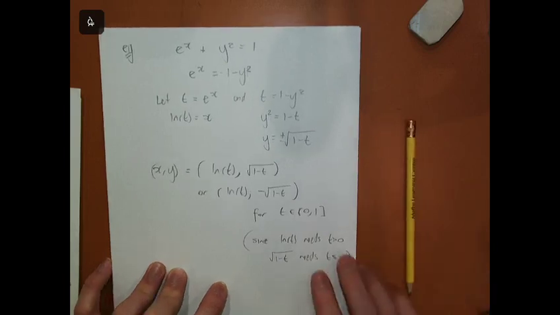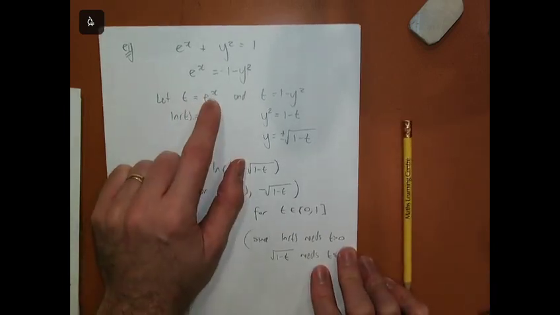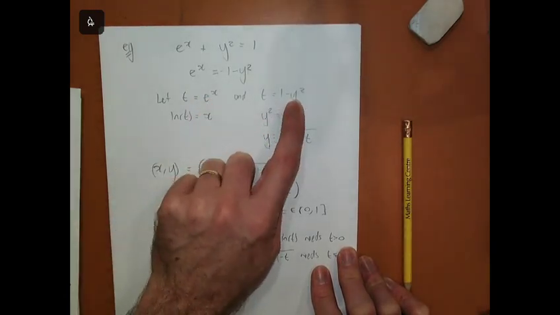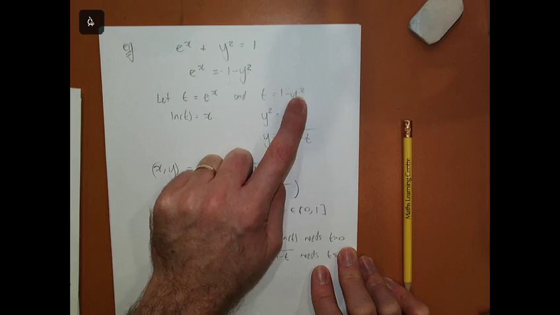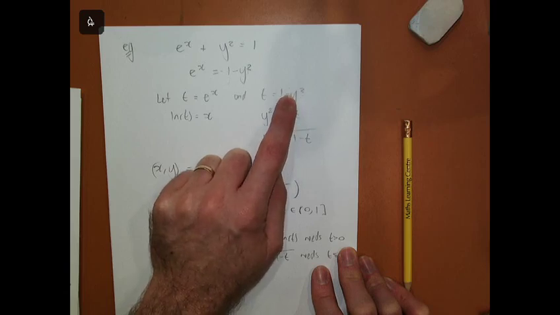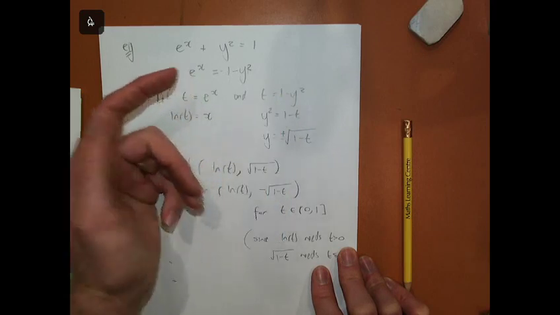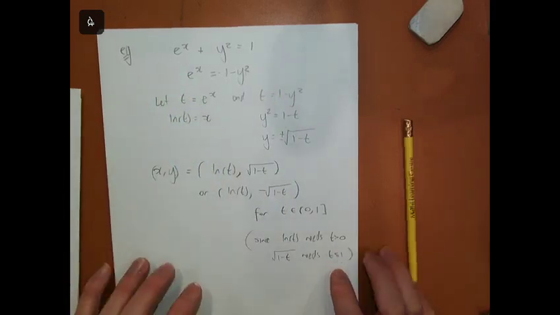I suppose we could have gotten them back to here as well. If t is e to the x, no matter what x is, t has to be positive. And if t is 1 minus y squared, no matter what y is, y squared is positive, and so t will be less than or equal to 1 because we're subtracting it. So that's another way of getting to that, and that's probably more reasonable.